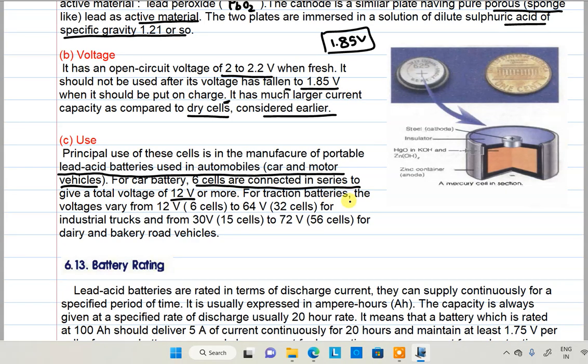For traction batteries, traction is nothing but railways. In case of railways also, you are using this voltage up to 12 volt, with 6 cells connected in series. For 64 volt, 32 cells are connected in series to increase the voltage. For industrial trucks, 30 volts uses 15 cells, and 72 volt uses 56 cells. For dairy and bakery shops or road vehicles, we use this type of cells.